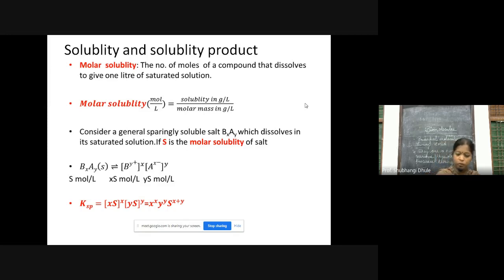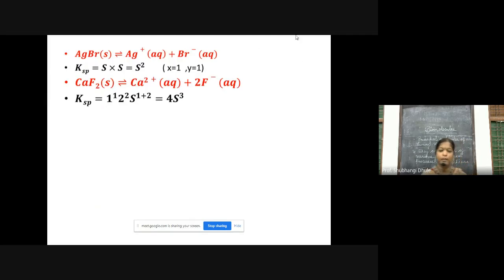Okay. Now we'll go to the next part. This is the important equation of the KSP in terms of the solubility. Now we can apply this to different sparingly soluble salts. So let's begin with the first, that is silver bromide.